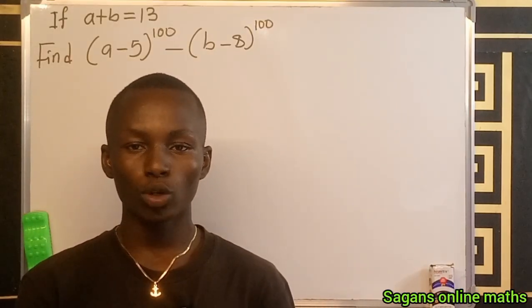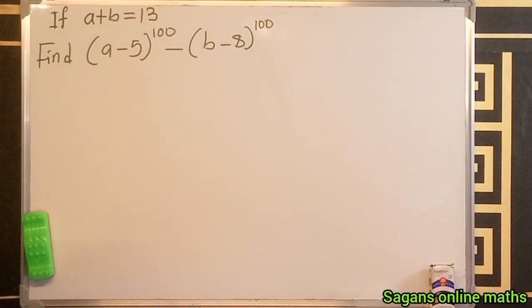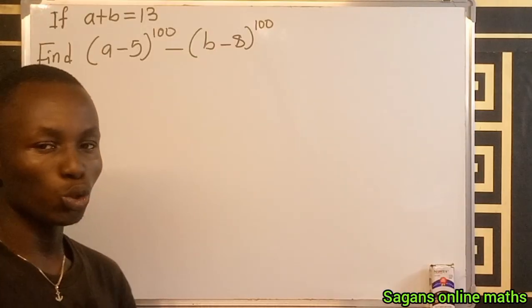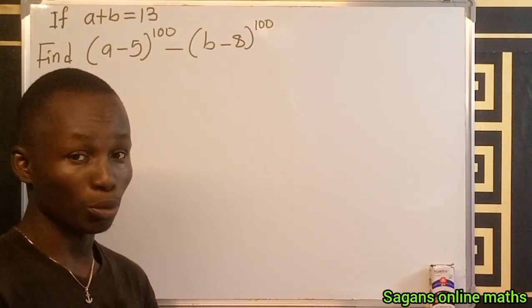Let's solve this question together. The question said, if a plus b is equals to 13, find (a minus 5) all to the power of 100 minus (b minus 8) all to the power of 100. Now, what are we going to do so that this question can be solvable?